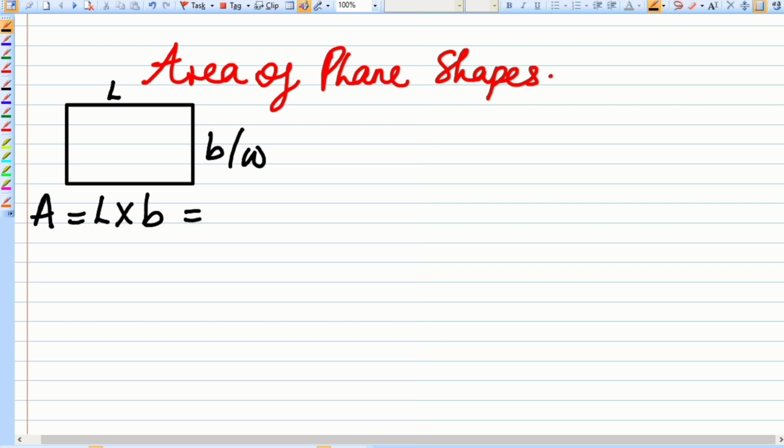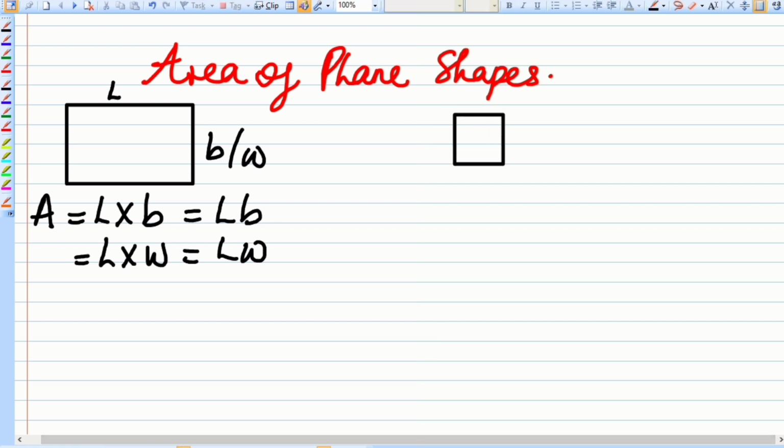You can also write it as LB. Subsequently, you can also say length times width, which is LW. So either way, that will be the formula. So area of a rectangle will be what? The length times the breadth. So what about a square?